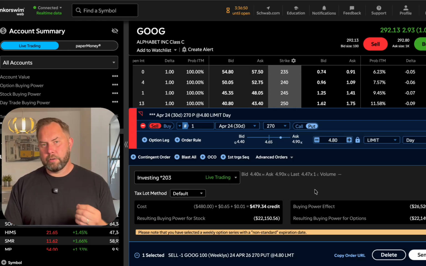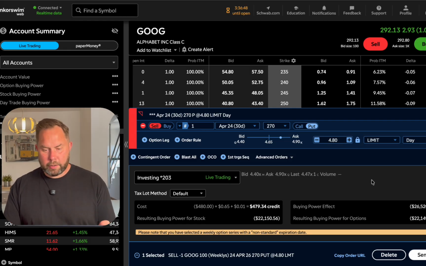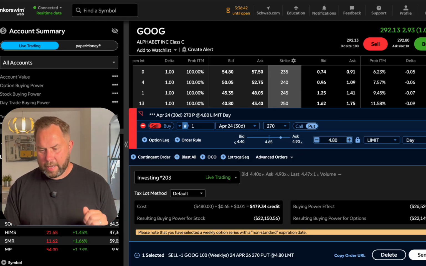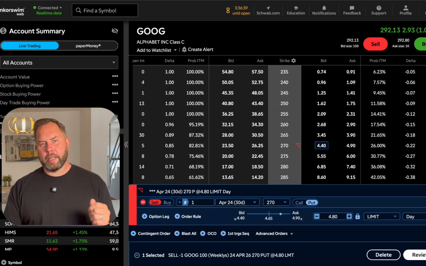And if, again, Google stays above the 270 strike at the end of the month, you keep the 479 and you can do it again. And that is how you would do selling a cash secured put.